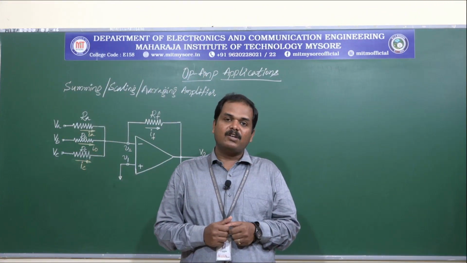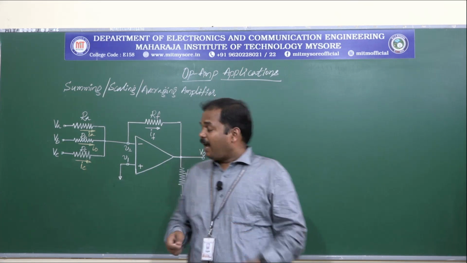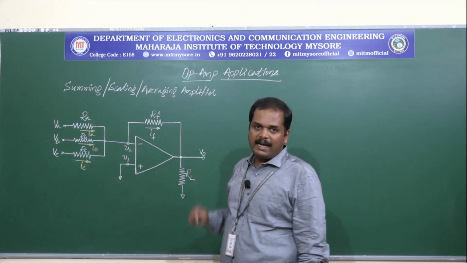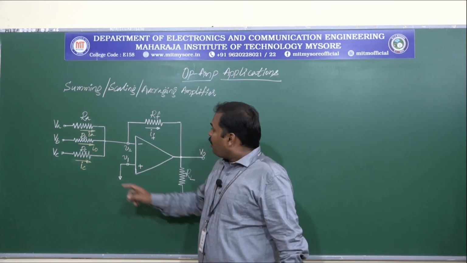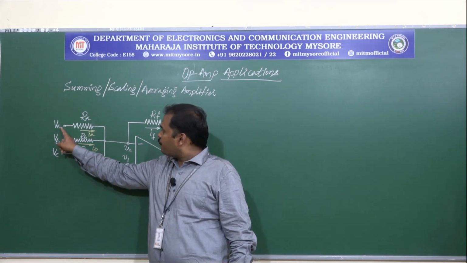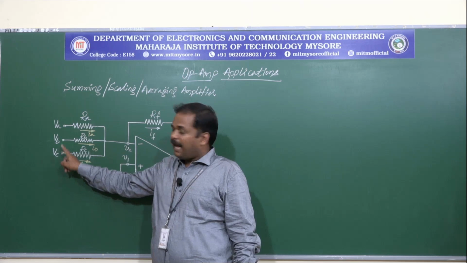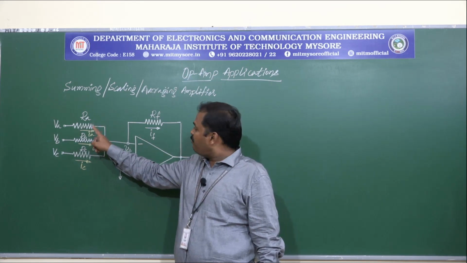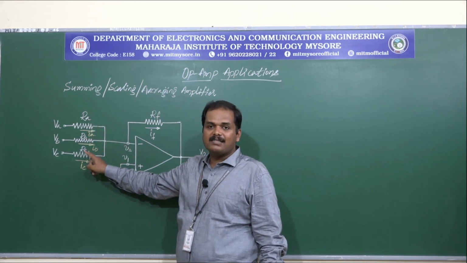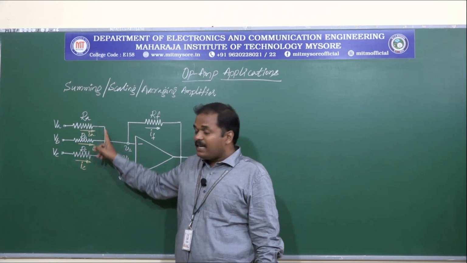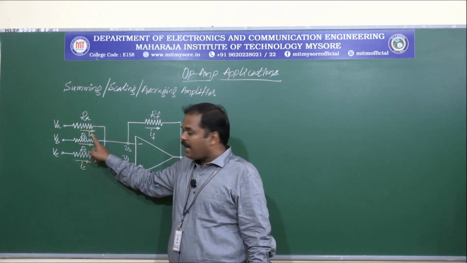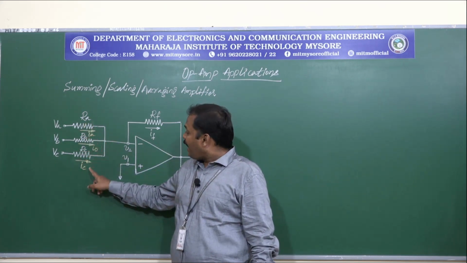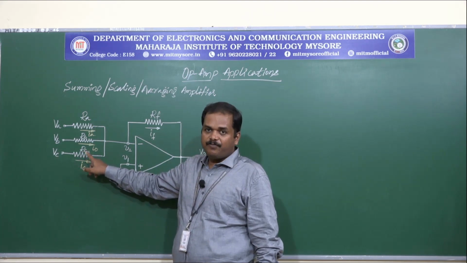Now we will understand the working of a summing amplifier. This summing amplifier can also be used as scaling amplifier and also as averaging amplifier. Now we have three voltage sources, VA, VB and VC, and these are connected to the inverting terminal V2 through input elements RA, RB and RC respectively. And as we can see here in the circuit, we have current IA that is flowing through RA, IB is the current that is flowing through RB and IC is the current that is flowing through RC.